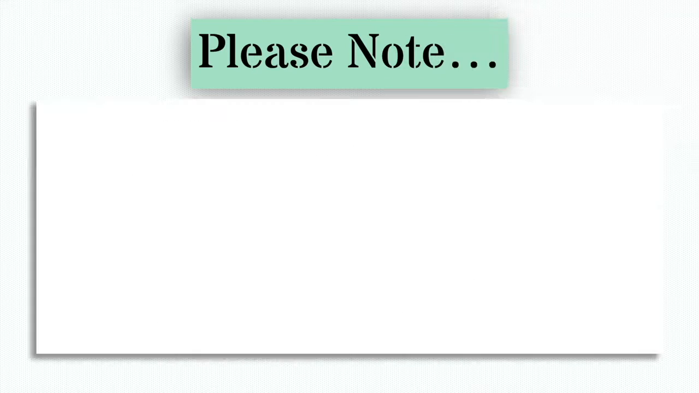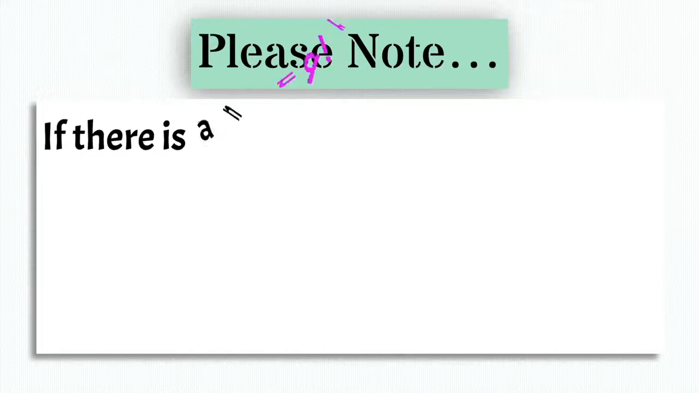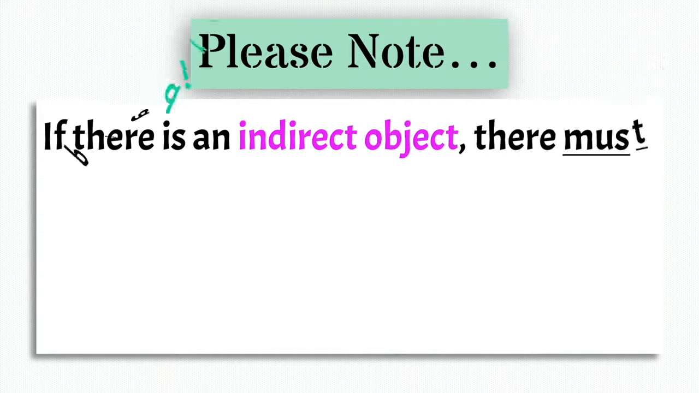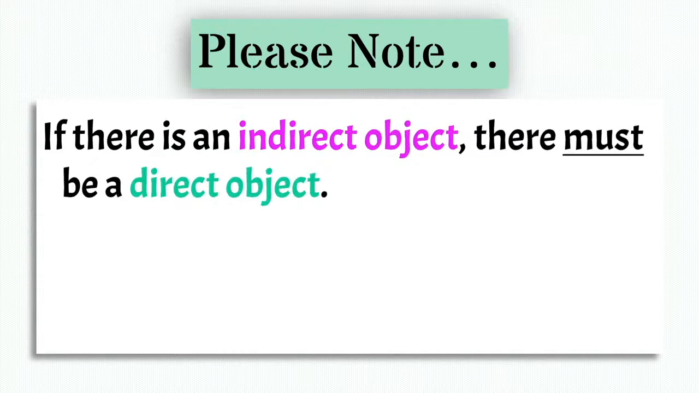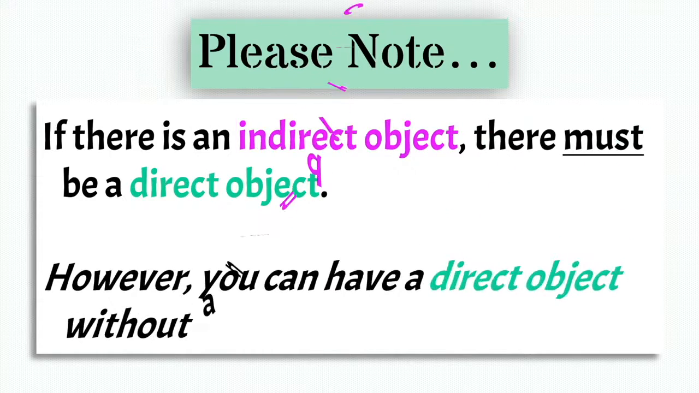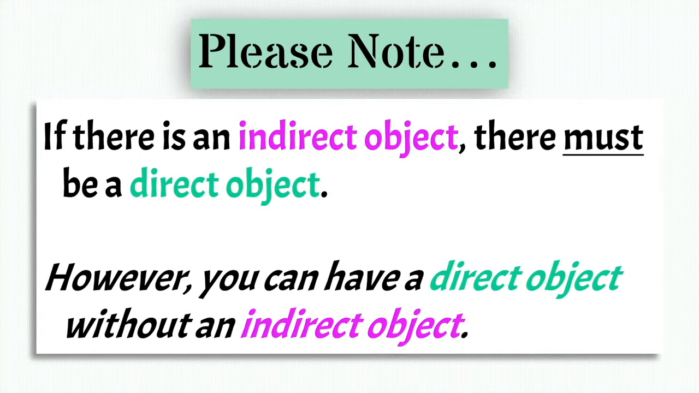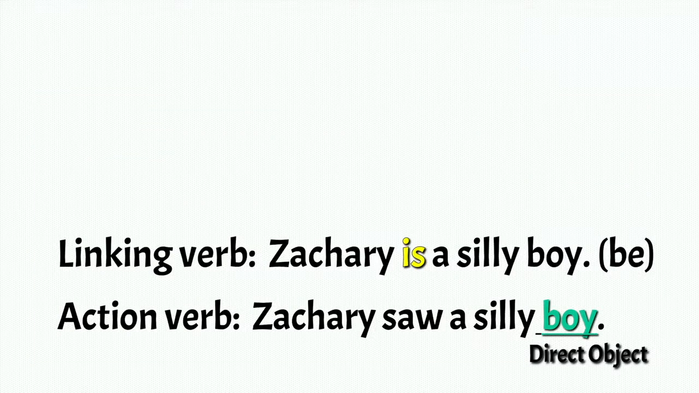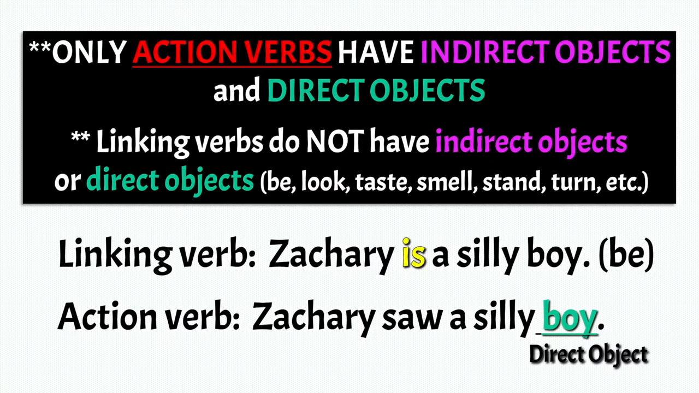Please note, and here we have an important note. If there is an indirect object, there must be a direct object. However, and this is important here, you can have a direct object without an indirect object, just like the examples we already saw. Now, another important fact, only action verbs have indirect objects and direct objects.